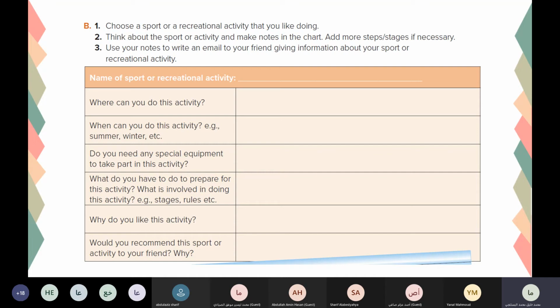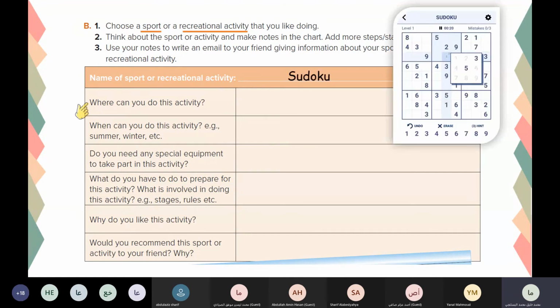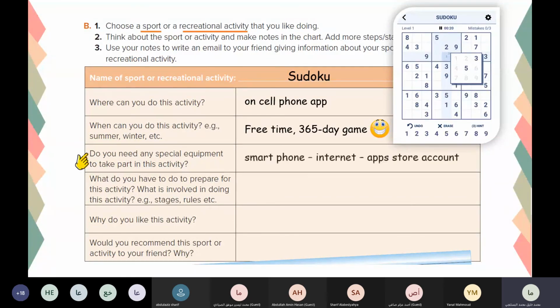Now here we have choose, Sudoku. This is an example. You can choose either activities or sports. Where can you do it? On a cell phone, maybe. When can you do this activity? Anytime. Do you need any special equipment? Yes, maybe the smartphone, internet, apps, store.